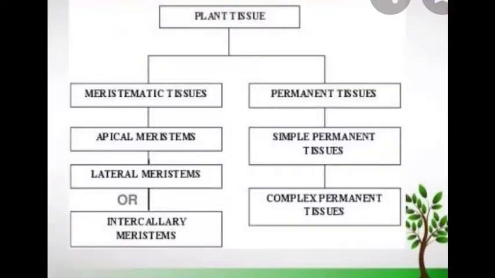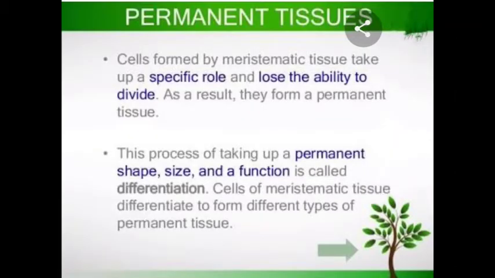Let's go on to permanent tissue. The cells formed by meristematic tissue take up a specific role and lose the ability to divide and form permanent tissue.